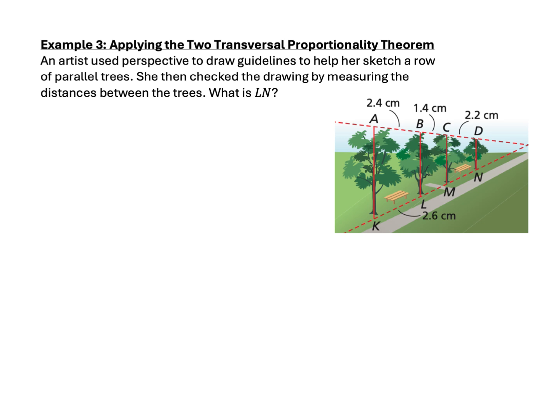An artist used perspective to draw guidelines to help her sketch a row of parallel trees. So the row here, the parallel trees, are these red lines. What we know from the picture is that all 4 of those are parallel. She then checked the drawing by measuring the distances between the trees. What is LN? All right, let's go ahead and start.